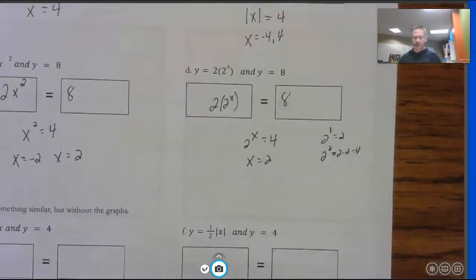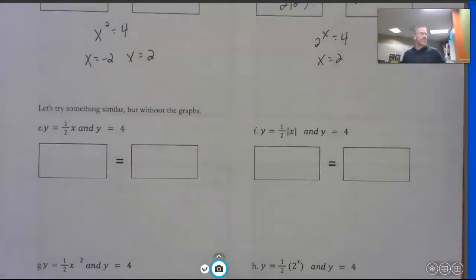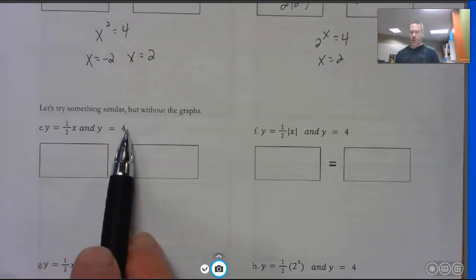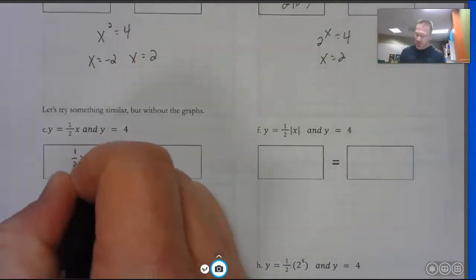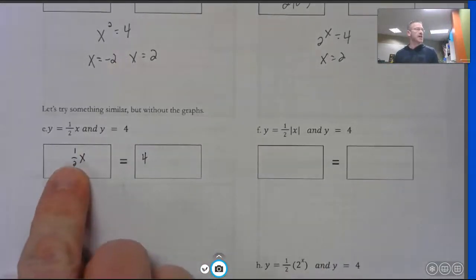Now, let's look at the next set of problems. We're going to do these without the graphs, and just try to translate what we have here. So this is 1/2 x, and y equals 4. Once again, we're going to set those equal to each other. 1/2 x equals 4. What this really is, is a division problem.